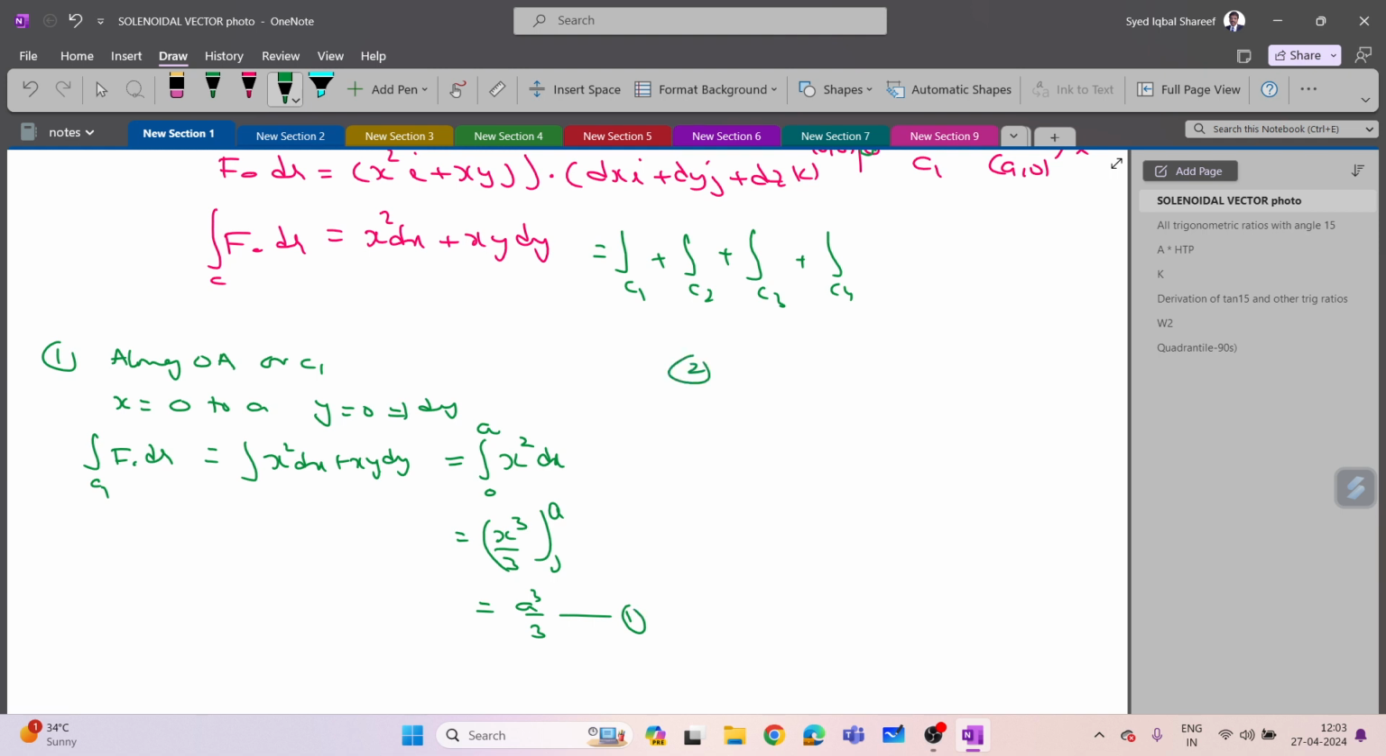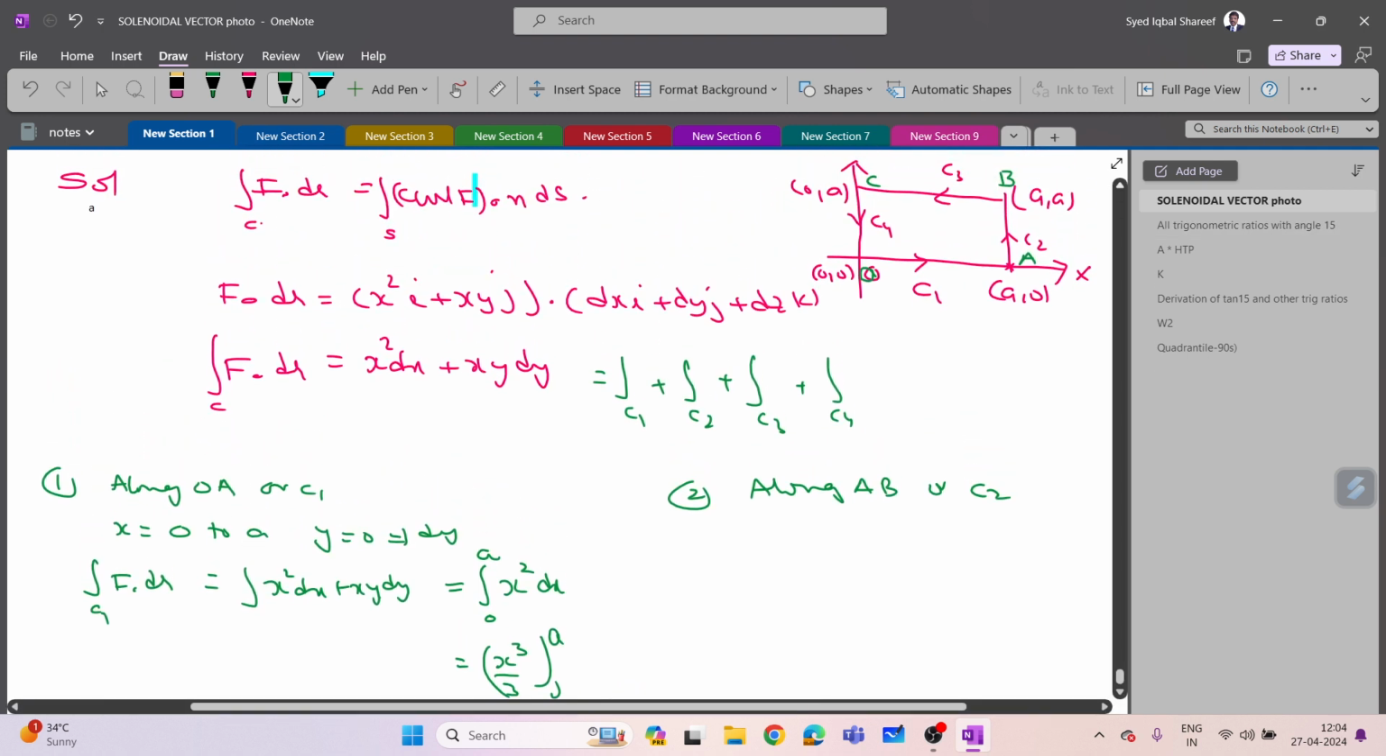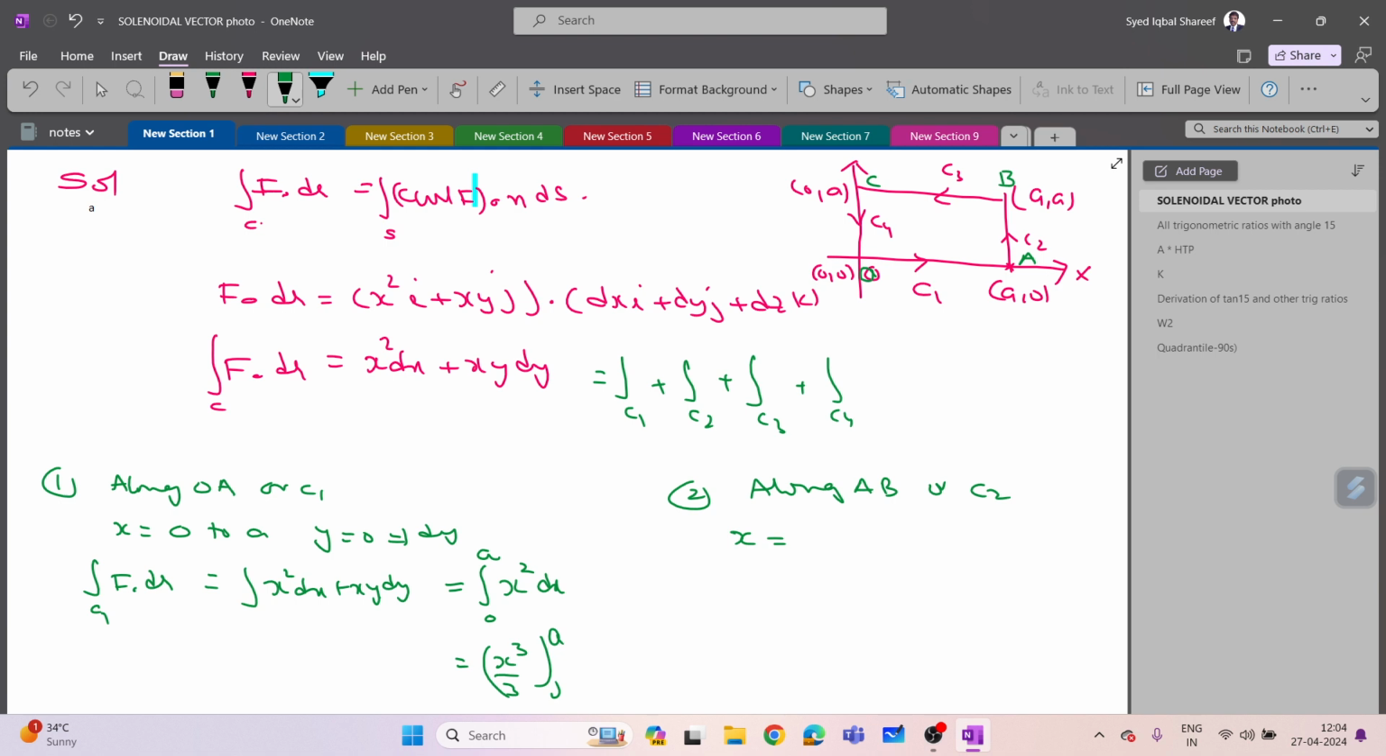So now we will go along AB or C2. What is our x? x is a to a, there is no change, and y equal to 0 to a. x is a to a, no change, means the derivative of x is 0.